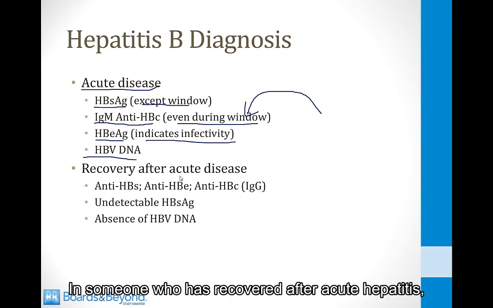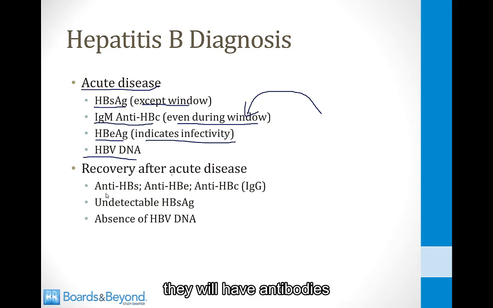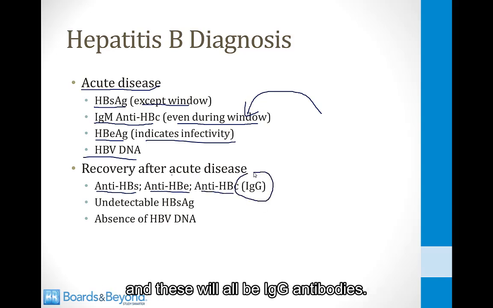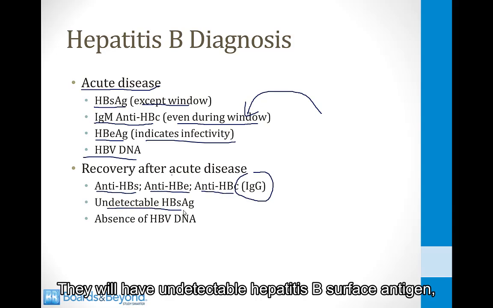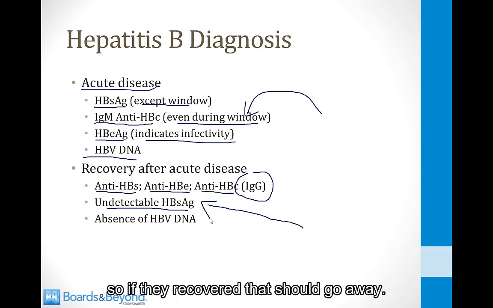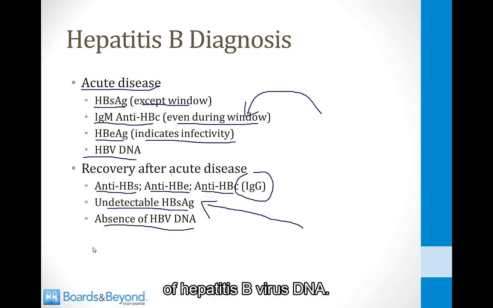In someone who has recovered after acute hepatitis, they will have antibodies to the hepatitis B surface antigen, antibodies to the E antigen, and antibodies to the core antigen as well. And these will all be IgG antibodies. They will have undetectable hepatitis B surface antigen. Remember, this is a marker of infection, so if they recover, that should go away. And then, of course, they will have absence of hepatitis B virus DNA.